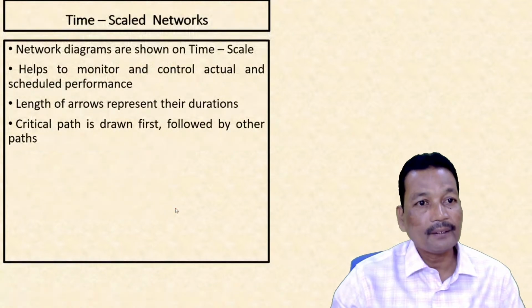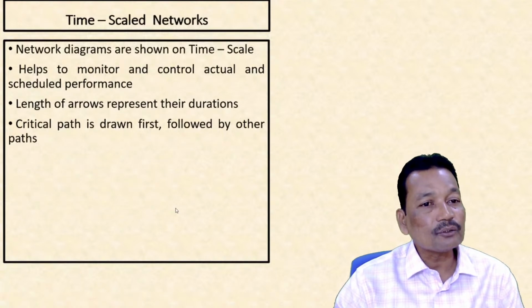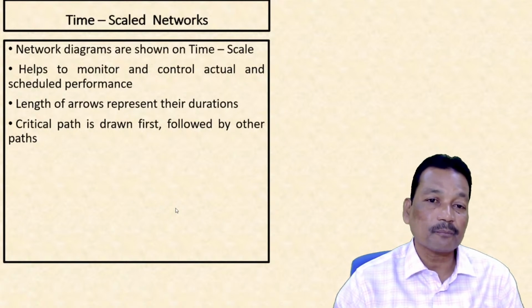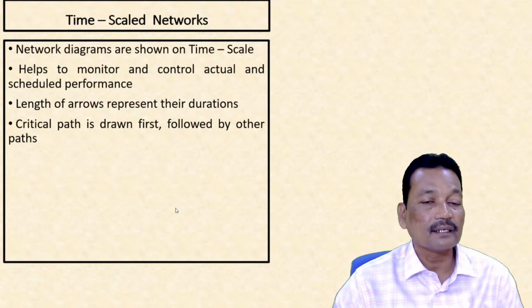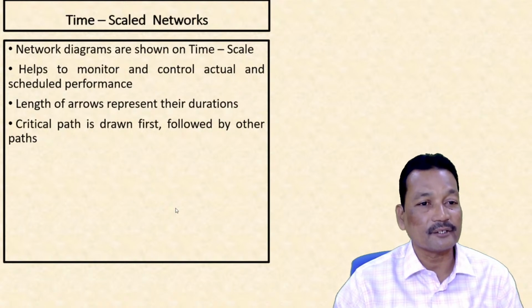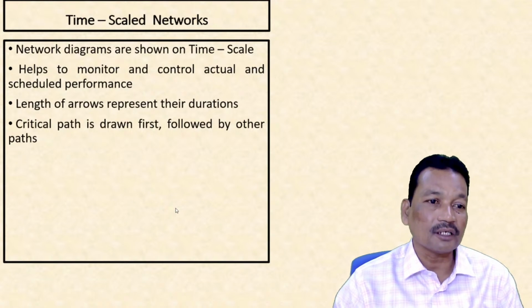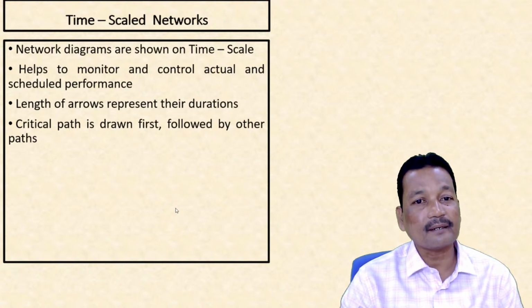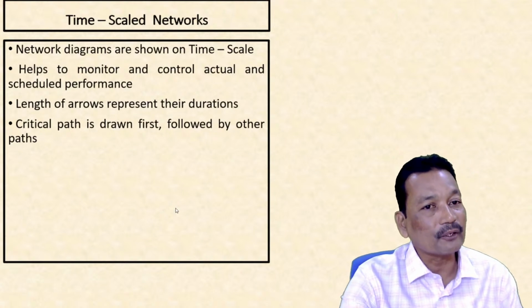Similarly, you can have time scaled networks. The arrows we have seen up till now are not represented in proportion to their durations, but here they will be shown in proportion to their durations. We draw the critical path first, followed by other paths. So it helps us to monitor and control the activities by comparing the actual and scheduled performance at any given point of time.